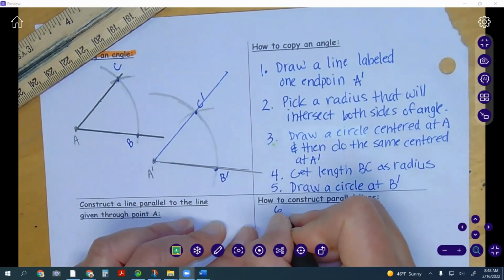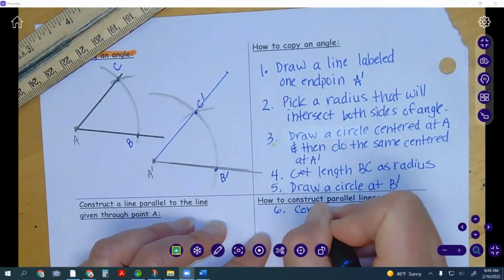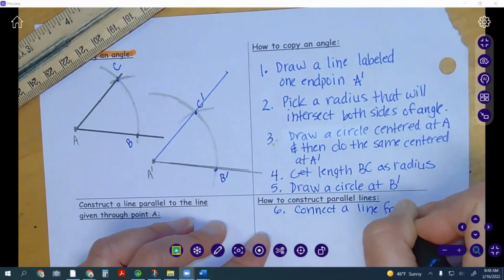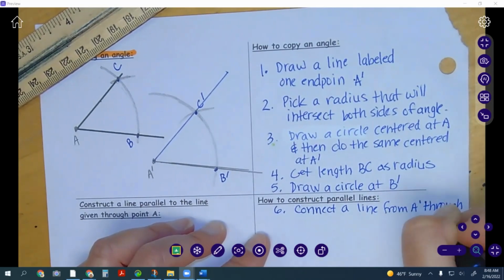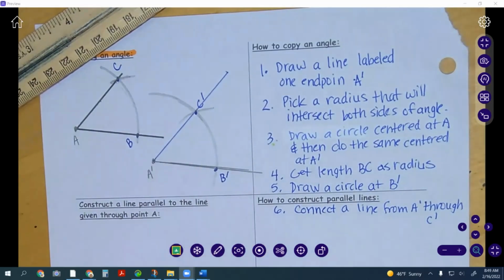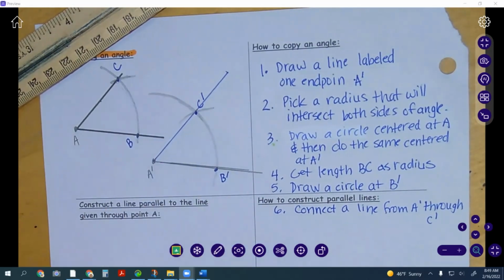And number 6, connect a line from A prime through C prime. And I say through because it doesn't have to stop there. The angle keeps going forever and ever and ever, so it doesn't have to stop anywhere. You don't need the same length for the line segment. You're concerned with the in-between. That's what you're concerned with, the in-between.